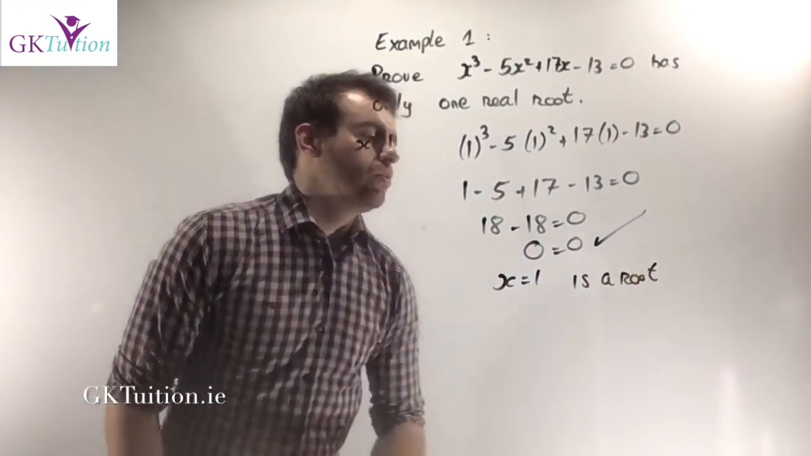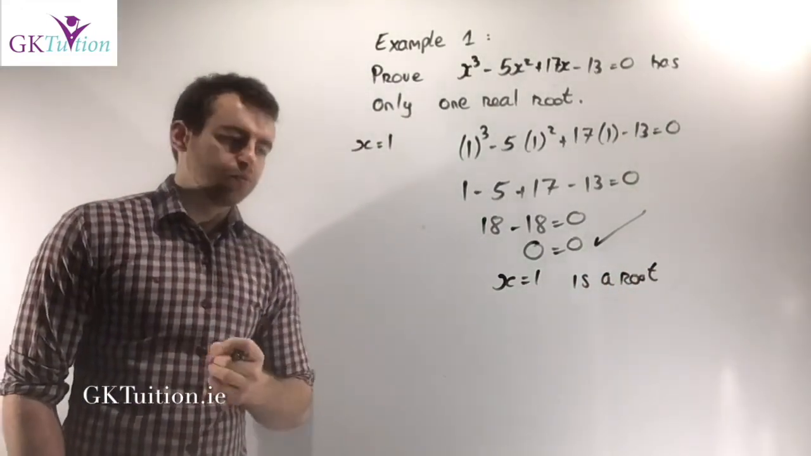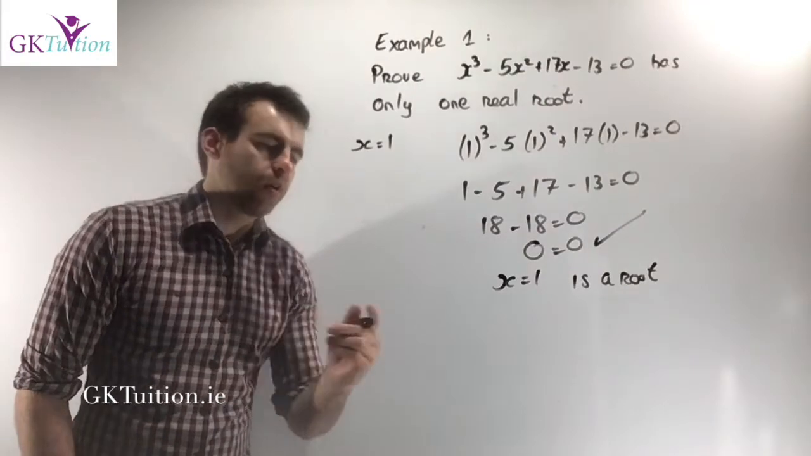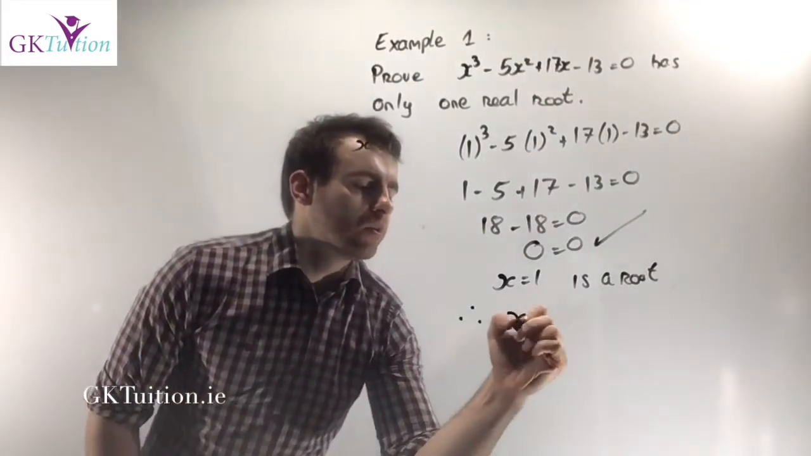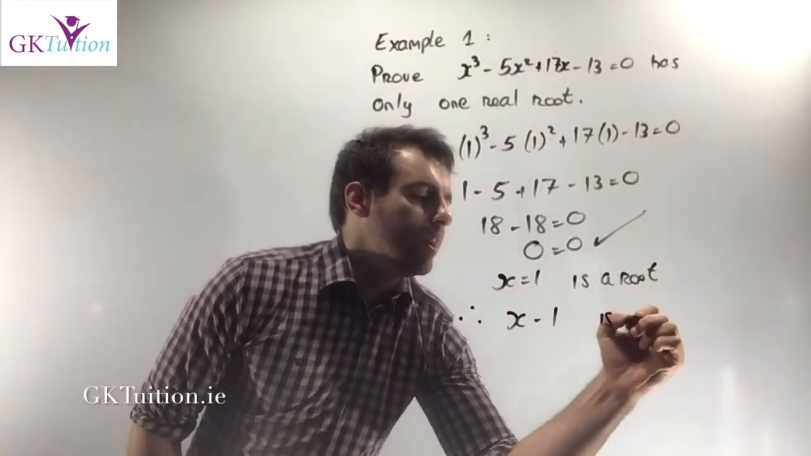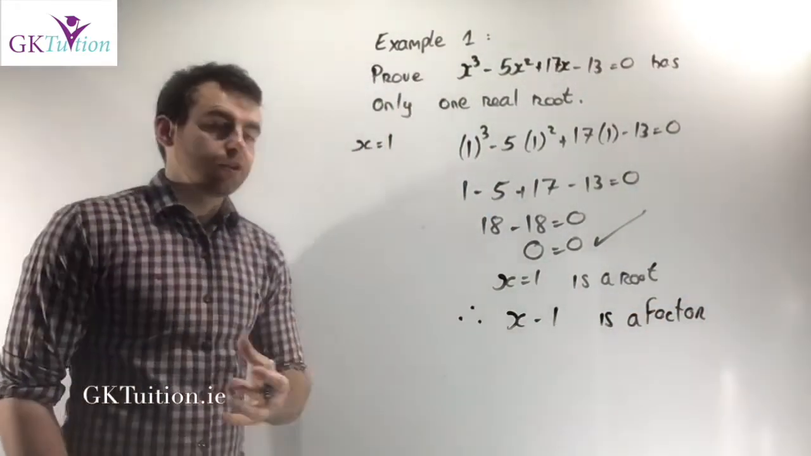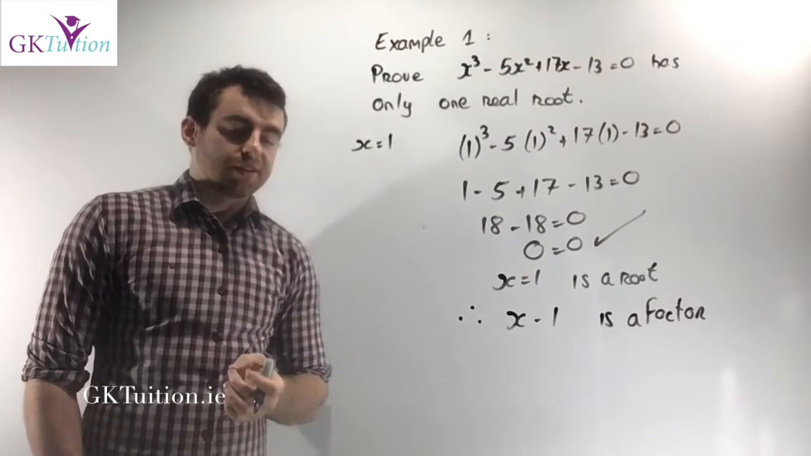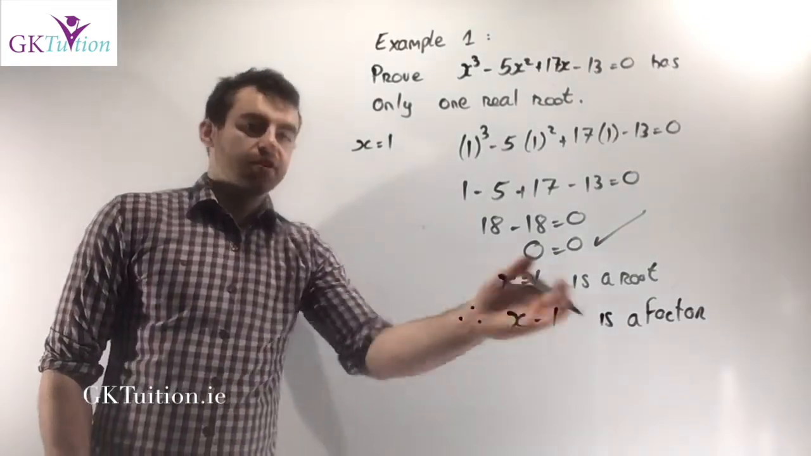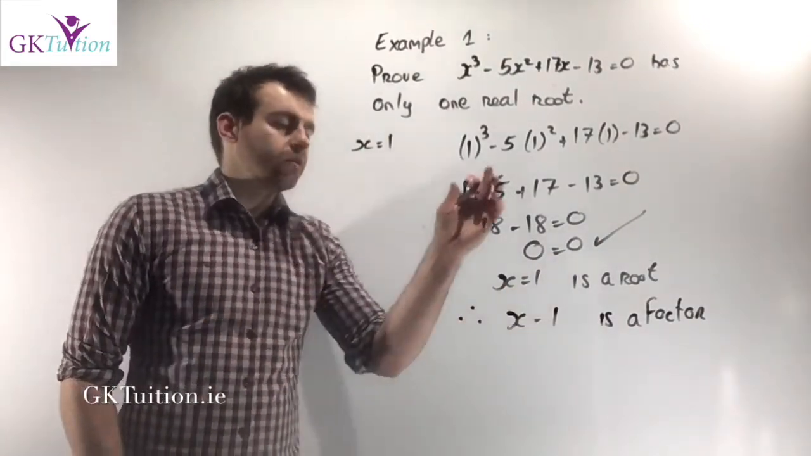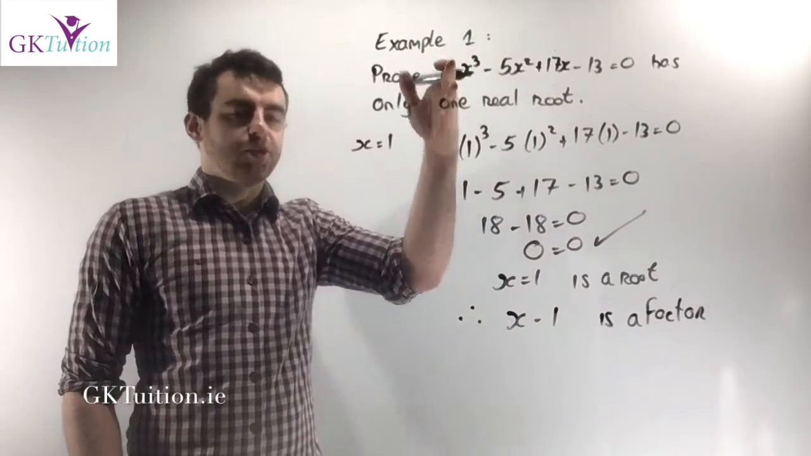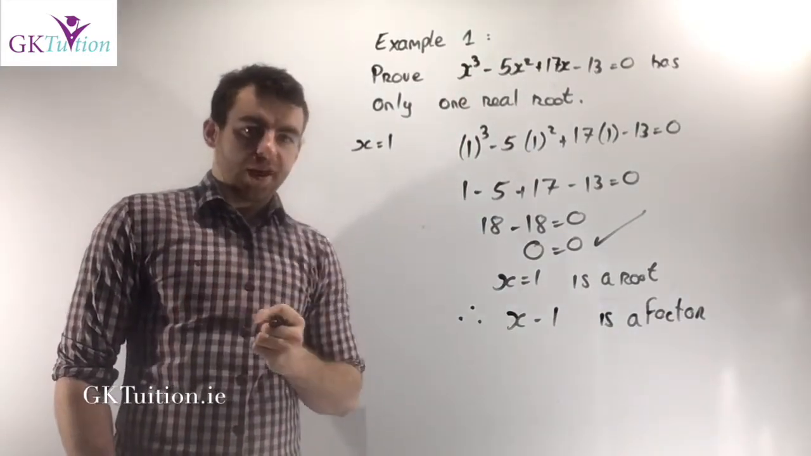But the only reason that's useful is because if x equals 1 is a root, I can convert that into its corresponding factor. So I can conclude that x minus 1 is a factor of the cubic. And we're still going to treat this question just as if we've been asked to solve it. If x minus 1 is a factor of the cubic, I'm going to divide x minus 1 into this cubic, and it's going to give me the other factor.